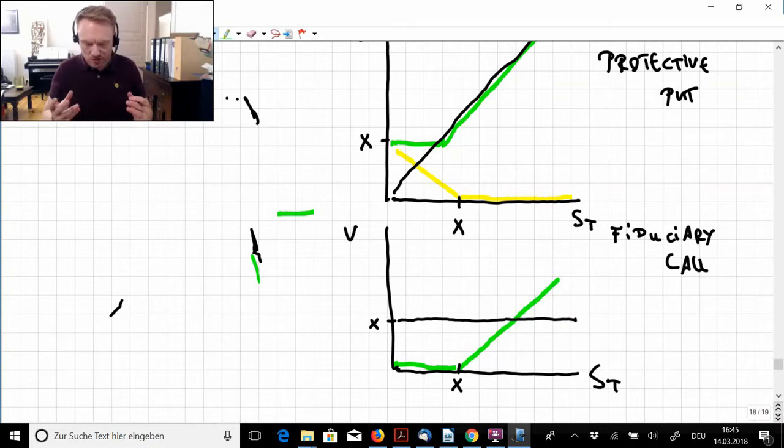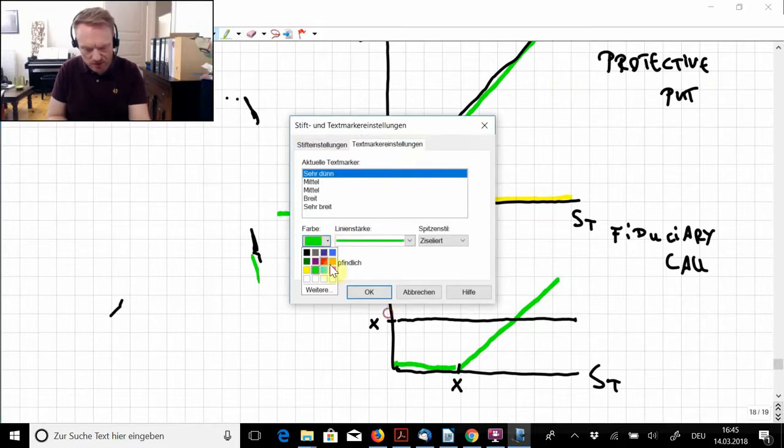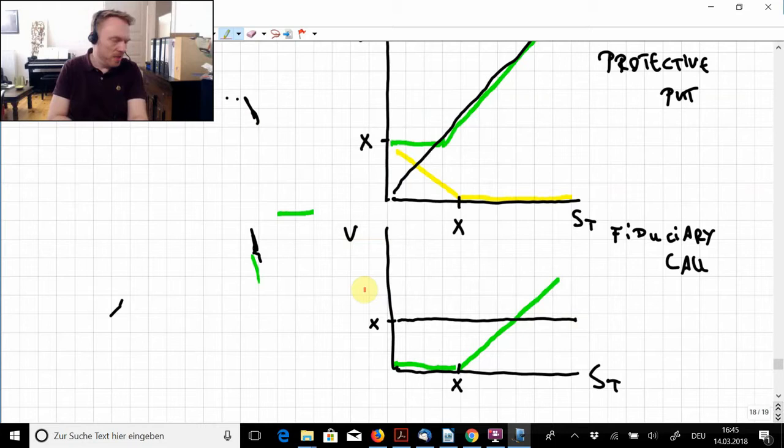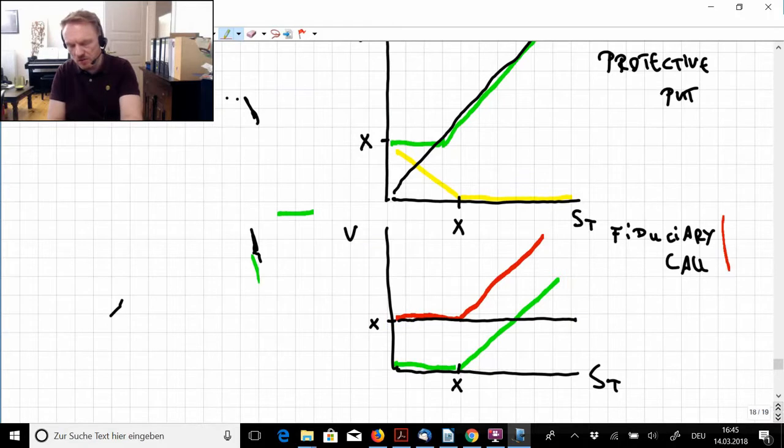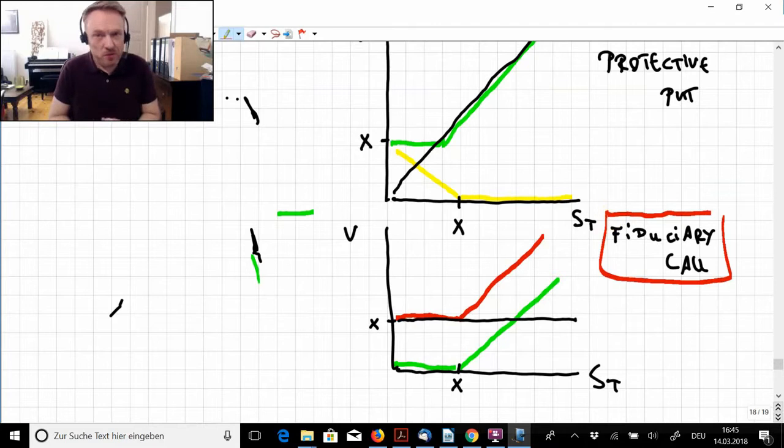And again, we need to have the sum of those two lines. Let's put it in red. The sum gives us the red line. So the fiduciary call can be drawn this way with the red line. All in all, first the option and secondly the bond, this is the value of the fiduciary call.